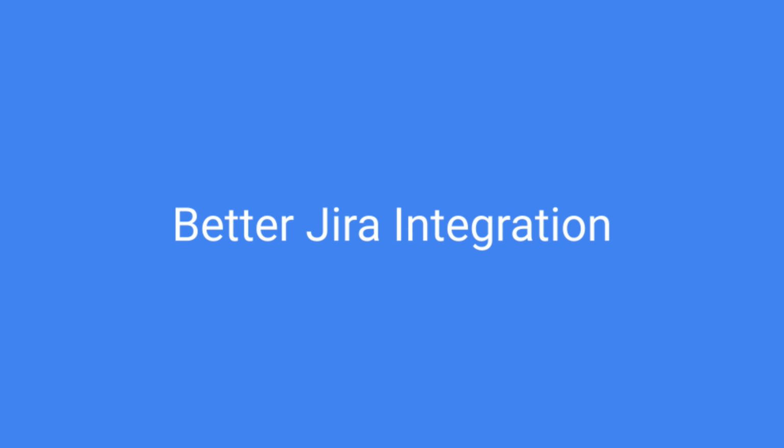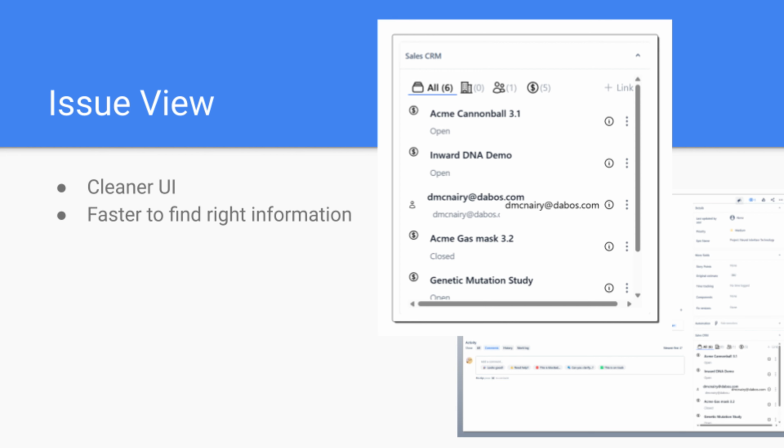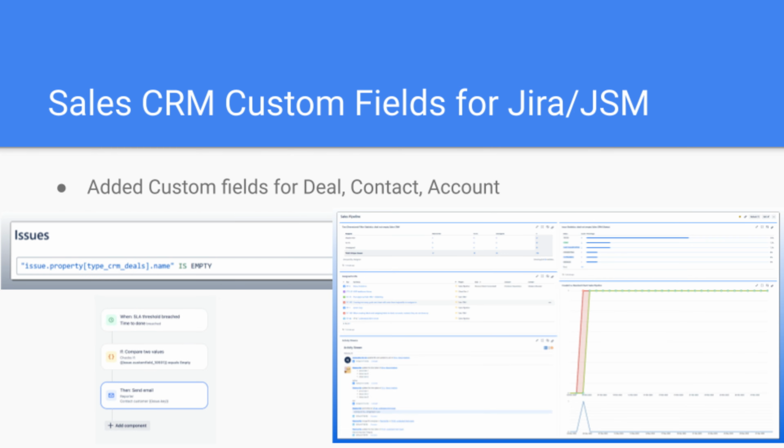Better Jira integration was one of the big trends for Q1. We reworked the issue view so that it now offers a cleaner UI and more information faster. We added Sales CRM custom fields to Jira and GSM, which is huge, because it now allows you to use Sales CRM custom fields to do JQL searches, save JQL filters, create dashboards and reports, and use the native automation functionality. As a result, a lot more options are possible out of the box.